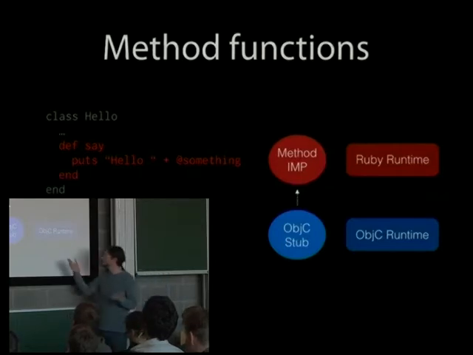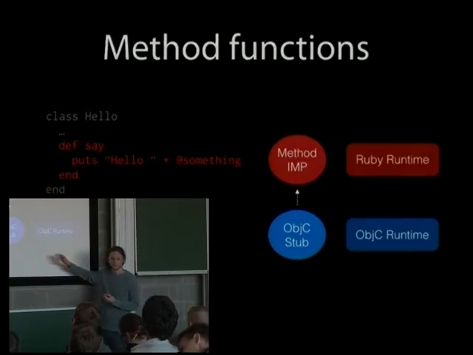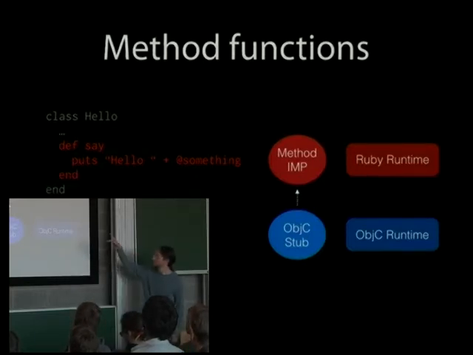It's just because Objective-C is a little bit different from Ruby. It's based on C. So methods can have C-type arguments like integers or floats or structures. And these don't really exist in Ruby. So we have to create some sort of stuff that converts things. Anyway, so we always have two functions created per method.